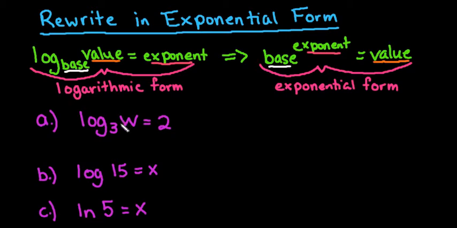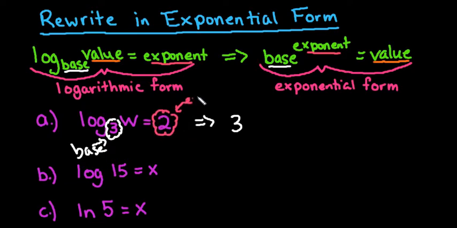So for the first one that we're going to do, the first thing that we want to identify is the base. So this is going to be our base. So we would write 3 as the base. We would then look for our exponent term. So this would be our exponent. So we would write it up here as a superscript. And then we would say this equals the value that's by itself. So this would be my value.